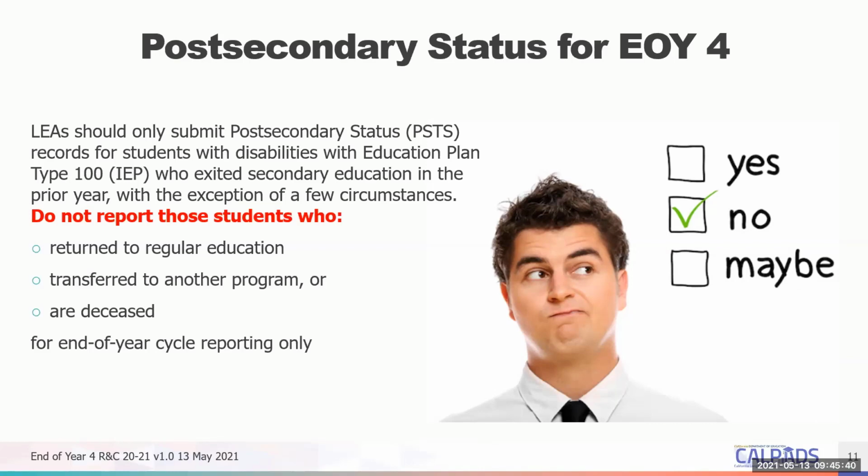And these students have to be surveyed. And so these are students who have left secondary education. They have not returned, right? They have not transferred to another program or deceased. And these are not students who are continuing on after the 12th grade, right? These are students who have left secondary education. They're not transition students. That's always a question. And we'll cover a little bit more about post-secondary later, and Kyron will demonstrate where to find the information specific to our students with disability and post-secondary.